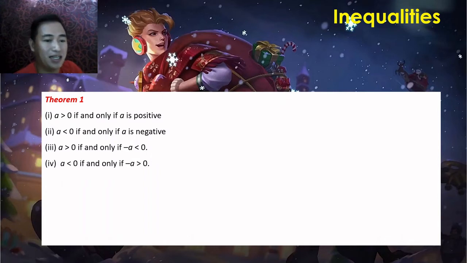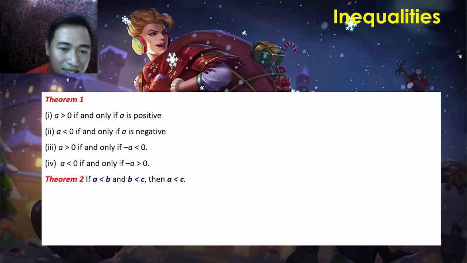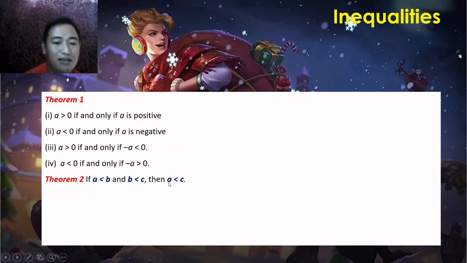Okay, prepare sa aning number 4. A is less than 0 if and only if negative A is greater than 0. So, theorem number 2, if A is less than B and B is less than C, then A is less than C. So, kung si A gamay kang B, niya si B kay gamay pa kang C, then sure nga si A gamay kang C.